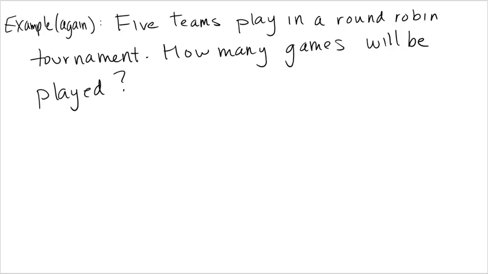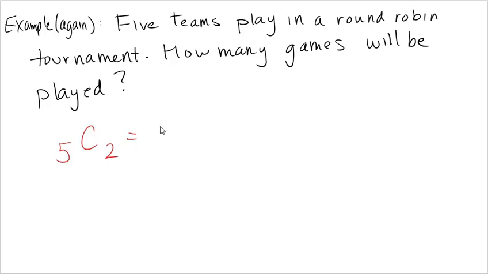It says 5 teams play in a round-robin tournament. How many games will be played? So we need to find all the different ways that we compare 2 of the 5 possible teams. So that would be 5C2. We know it's a combination and not a permutation because it doesn't matter which team we call out first, it's the same game. If I say Team A is playing Team B, that's the same as saying Team B is playing Team A, and so the order in which I announce the teams or choose the teams doesn't matter.